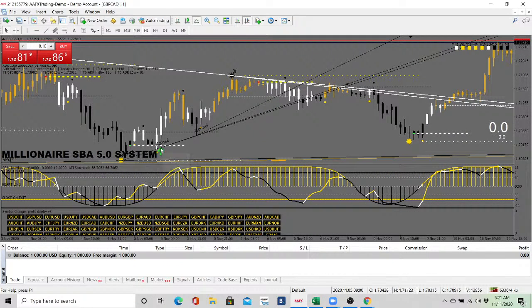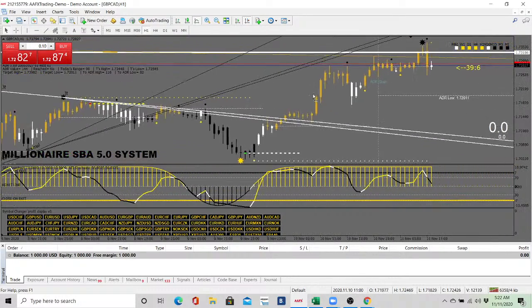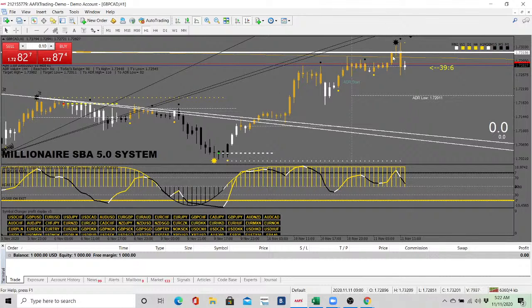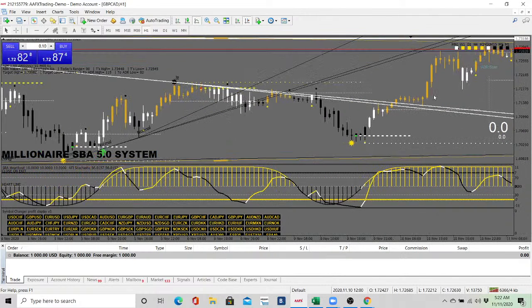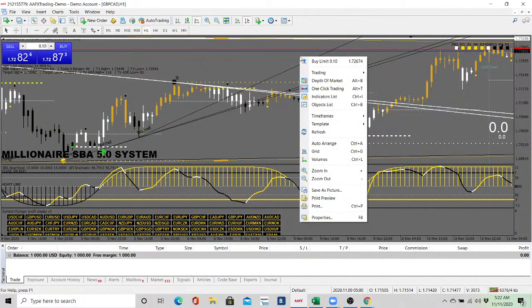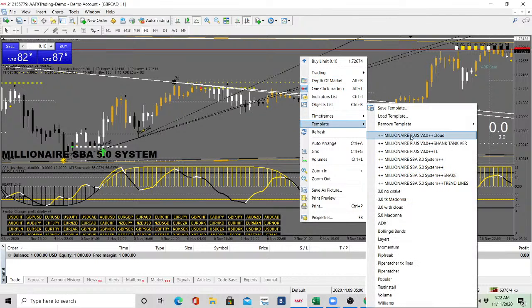Star, bar, arrow. Then it shows this trend going up, and I guess it was projected to go all the way up to the moon. And that's what happened. All right. So this is on GCAD, but it really doesn't matter as long as you have the template. You can put it on any pair, any indice, anytime.